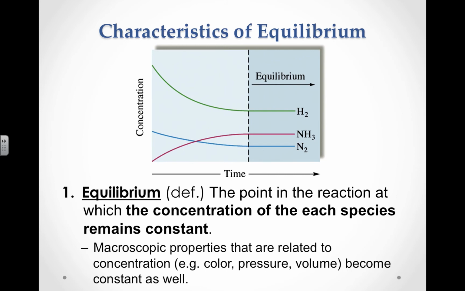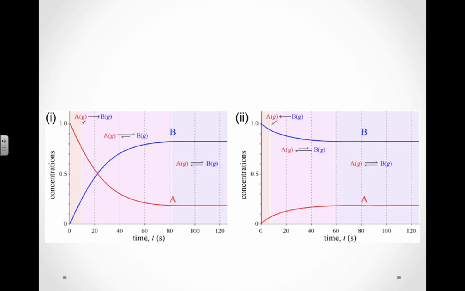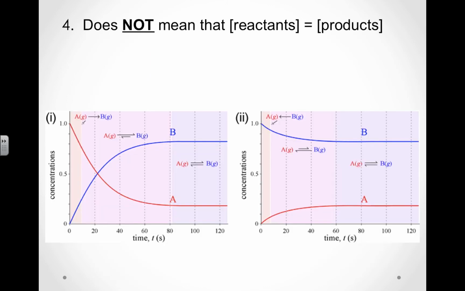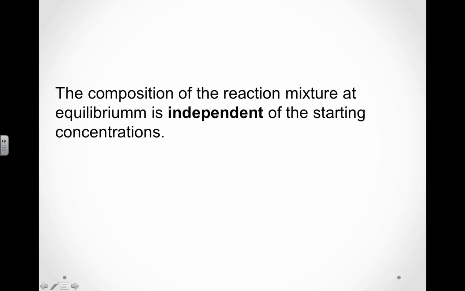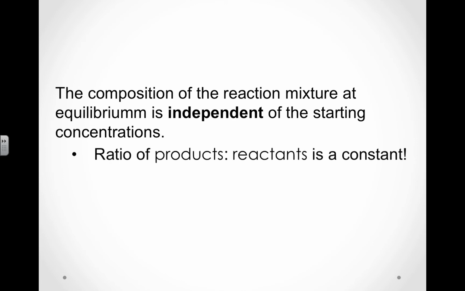And those macroscopic properties also become constant. Okay, and it does not mean that the reactants equal the products. It means that the concentrations are constant. And so we can have reactants equals products, but that's not going to happen a whole lot. And lastly, the composition of the reaction mixture at equilibrium is independent of the starting concentrations. So again, it doesn't matter if we start with all reactant, all product, a mixture, we're going to get it taken care of.